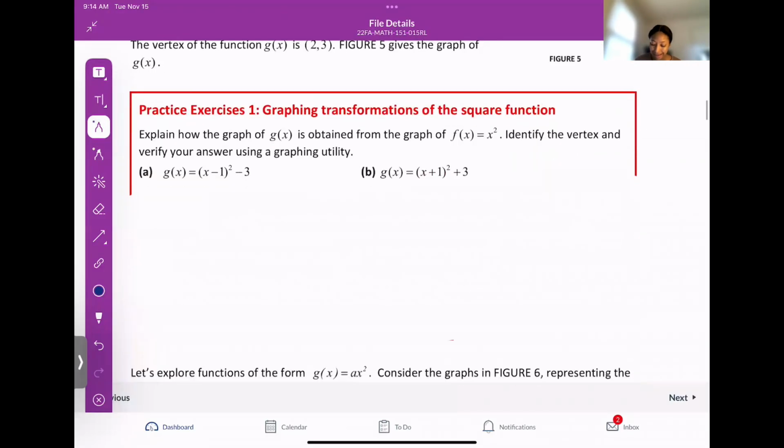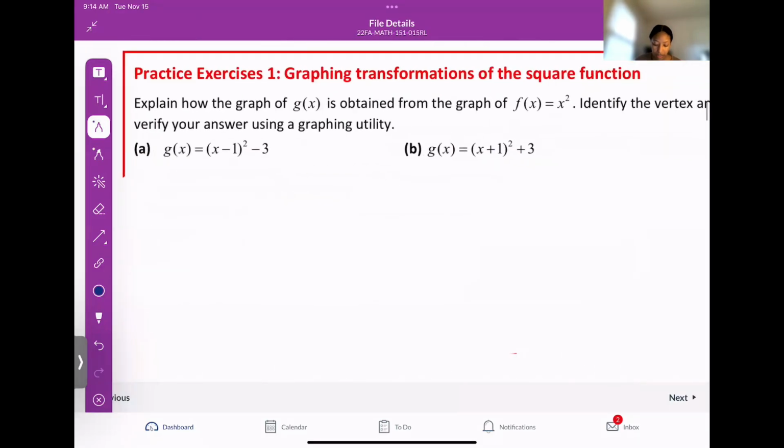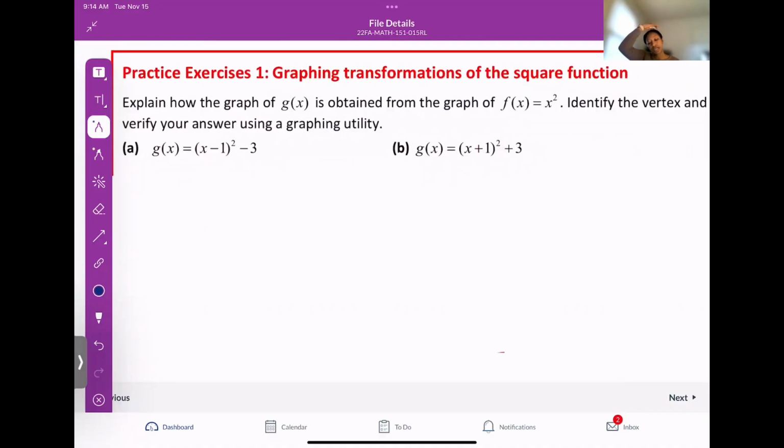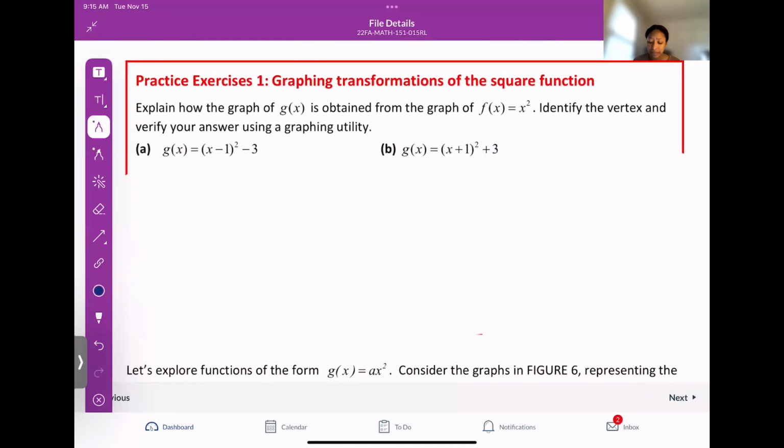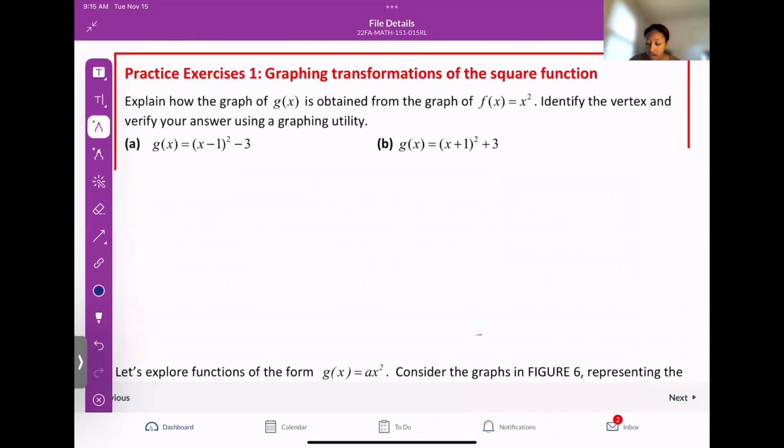All right. So using that information, we're going to do practice exercise 1 here. Graphing transformations of the square function. Explain how the graph of g of x is obtained from the graph of x squared. Identify the vertex and verify your answer using a graphing utility.